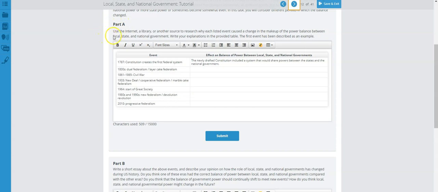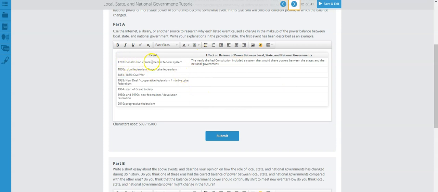Part A. Use the internet, a library, or another source to research why each listed event caused a change in the makeup of the power, or the balance, between local, state, and national governments. Write an explanation as you see here in this particular table. Well, here you have different events that you need to research online, and here you have the effects that it had. Let's check the first one.